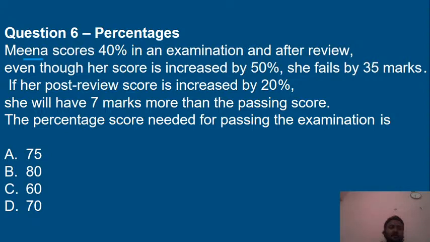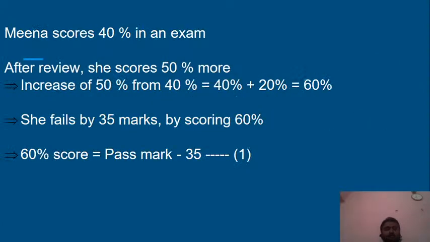So let us start with this question. Meena scores 40% in an examination, and after review, even though her marks increased by 50%, she still fails. So there is a girl named Meena who scored 40% in an examination, and after her marks were increased by 50%, she again fails by 35 marks. If after review her score is increased by 20%, she will have 7 marks more than the passing marks. So just solve it out.